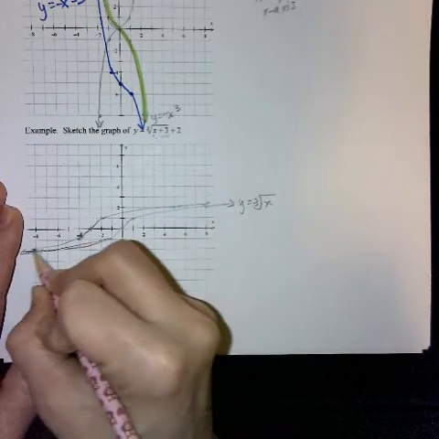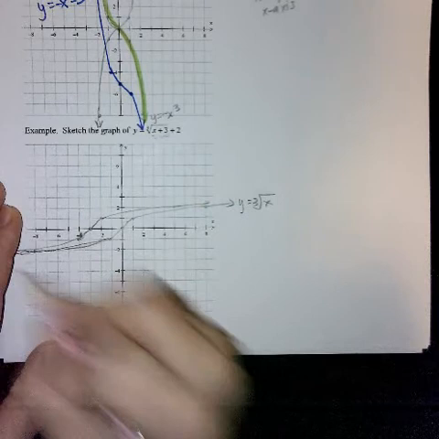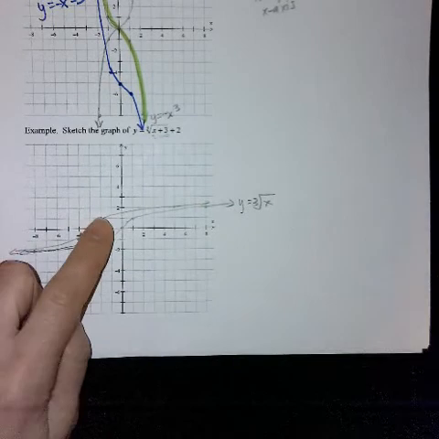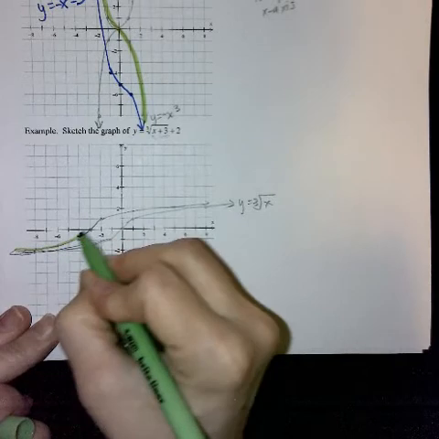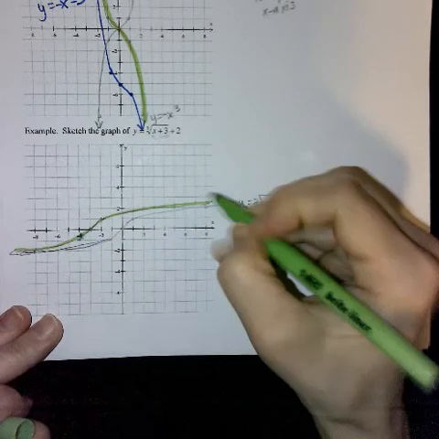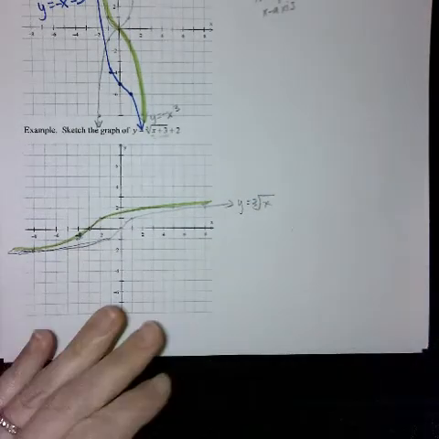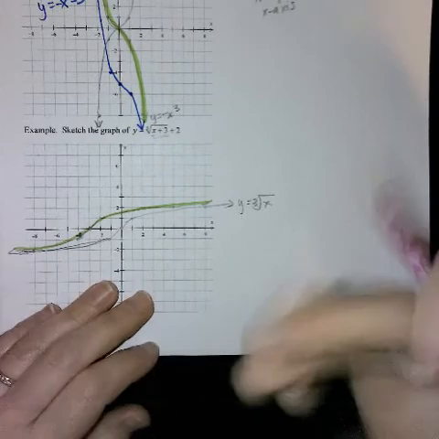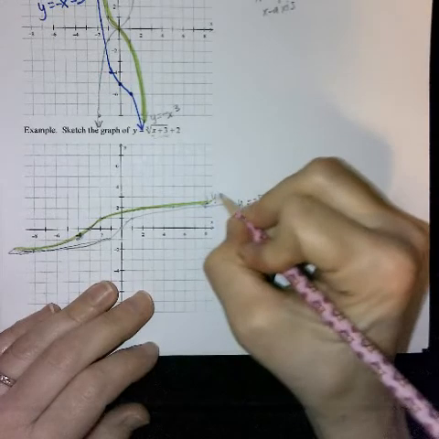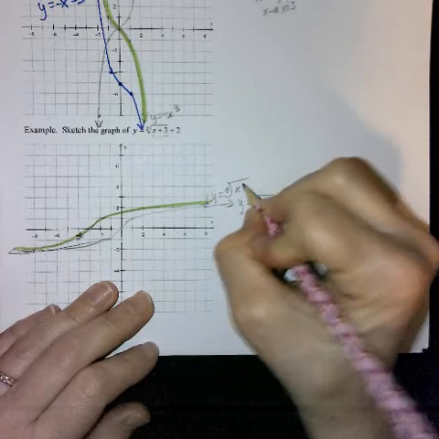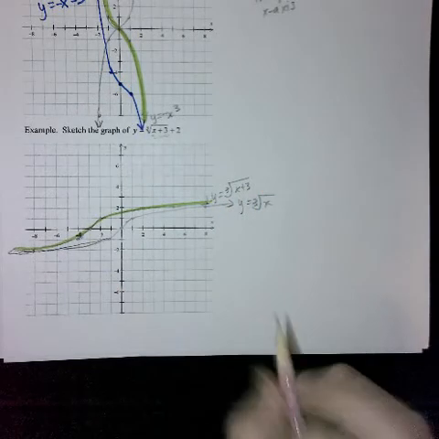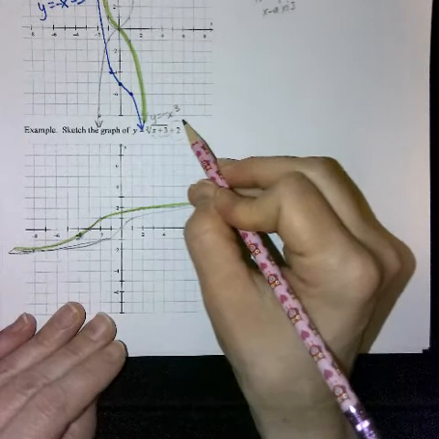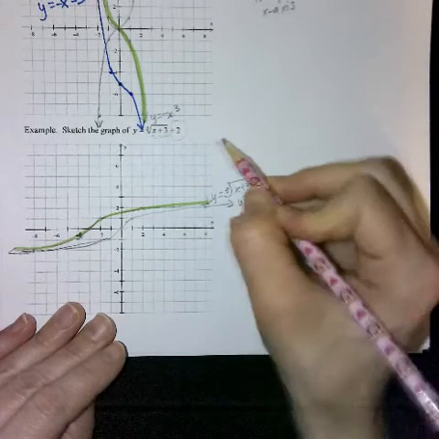Okay, so again, I'll use the green to show that one's a new graph. That's y is the green one, y equals cube root of x plus 3. All right, and now the final answer is going to have this moved up 2. So take the green graph and shift everything up 2.